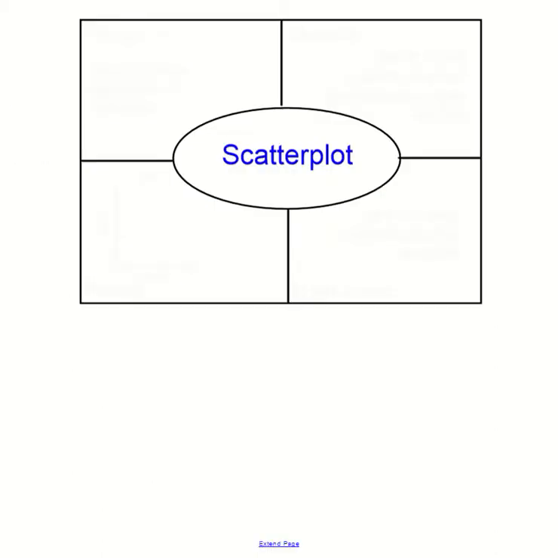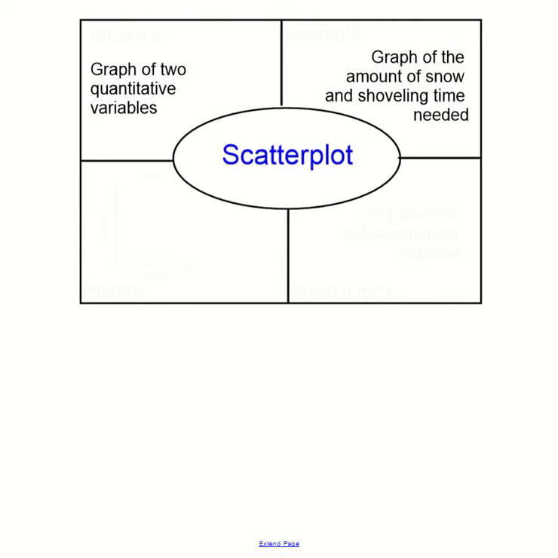So, today we're talking about scatter plots, and the thing you need to know is that a scatter plot is a graph of two quantitative variables. One example could be the graph of the amount of snow and the shoveling time needed for that snow. And it can't be used with categorical variables, only with quantitative variables.